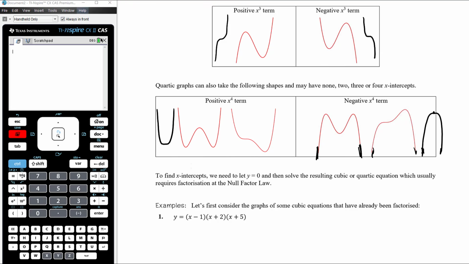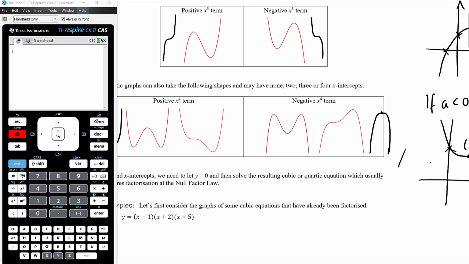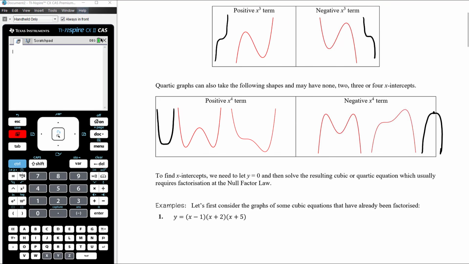Okay, first of all, have I got a cubic or a quartic or a higher degree polynomial than that? Second of all, is it a positive cubic, in which case it'll go up as I go left to right, or a negative cubic, in which case it'll go down as I go left to right? Or is it a positive quartic, in which case it'll start up and finish up and other things will happen in between? Or is it a negative quartic, in which case it'll start down and finish down and other things will happen in between?